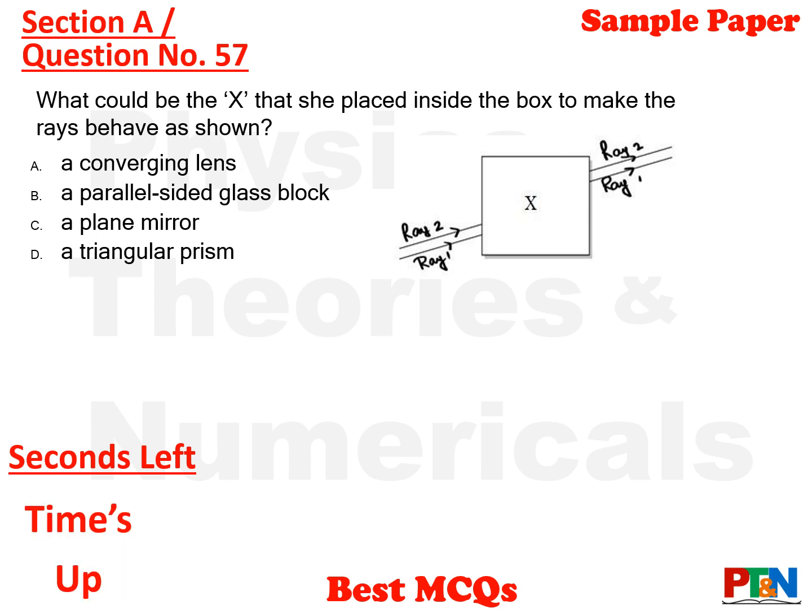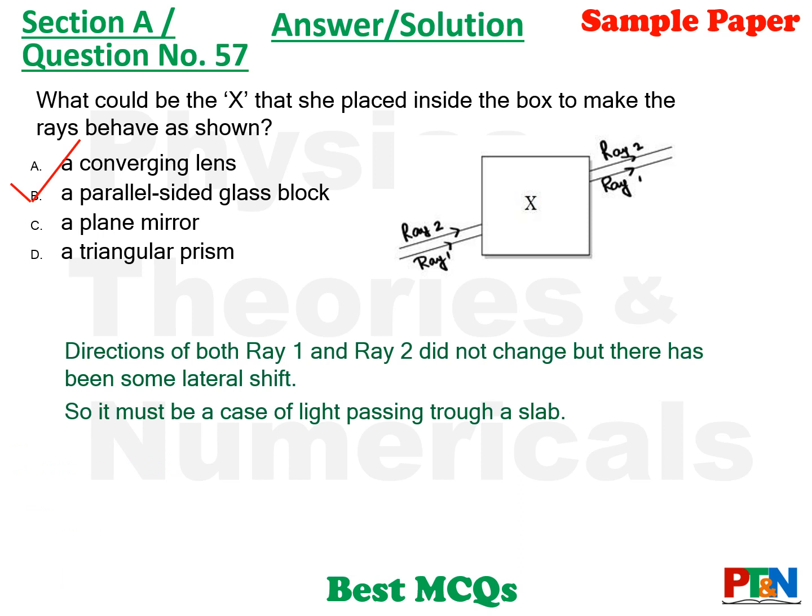Time's up. Let's see the answer. The answer is a parallel sided glass block. So look at the picture. The direction of ray 1 and ray 2 did not change. They might have got a little bit shifted, but direction has remained the same and there has been some lateral shift. So it must be that known case of light passing through a glass slab with lateral shift. So the item X must be a parallel sided glass block, that is option B.